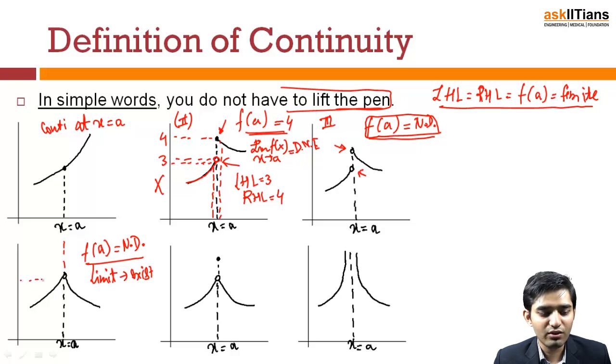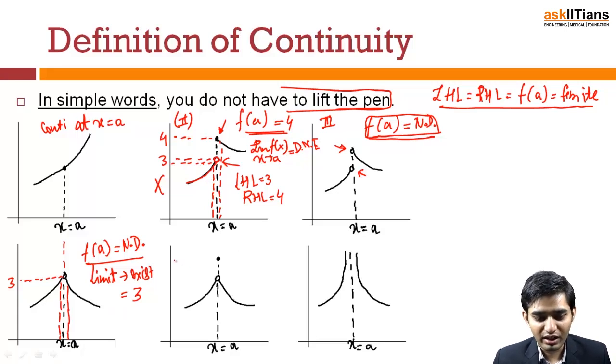Suppose I say that this value is 3. Then what will be the limit? The limit of this function will be equal to 3, because LHL will be 3, since you can see that at x equal to a minus I get the value 3, and at x equal to a plus also the value will be 3 only. So the limit of this function exists, but the function is not defined. So this will be a discontinuous function.